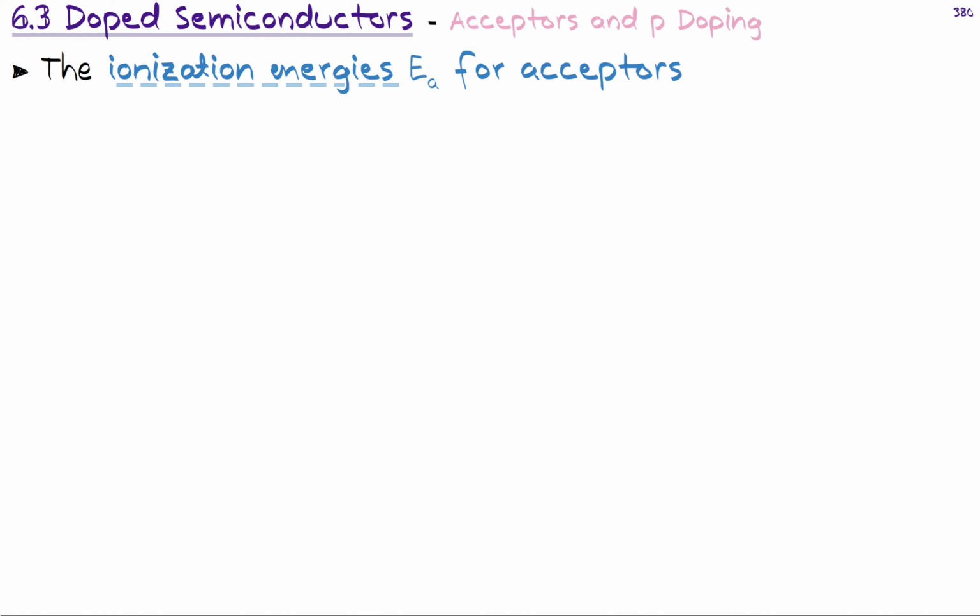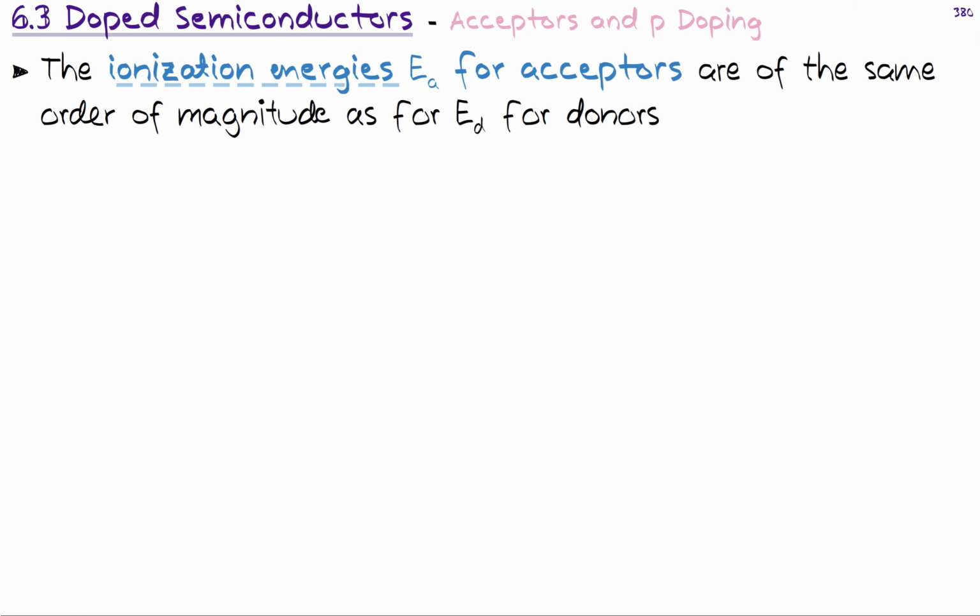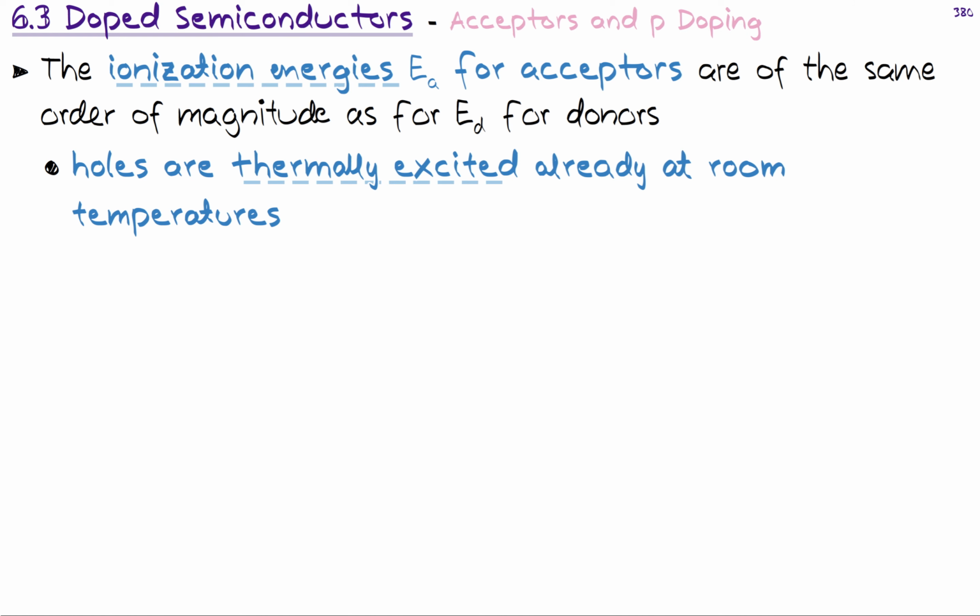And I do not repeat the actual calculation. You can just look at the equations from the previous lecture and from our booklet. But the ionization energies, EA, are essentially the same for these acceptors as we had the ionization energies, ED, for the case of donors, so for the case of n-type doped semiconductors. And here what happens is that these holes are thermally excited already quite easily at room temperature. Please remember the kBT value for room temperature is 26 millielectron volts.